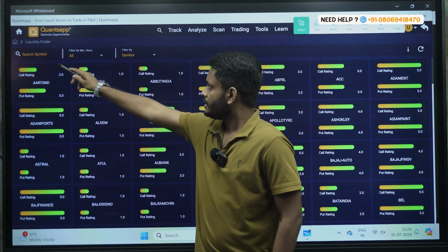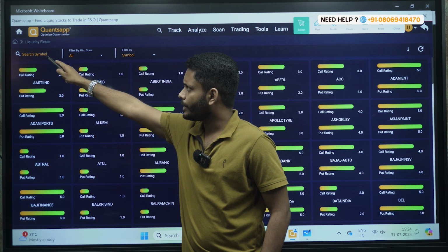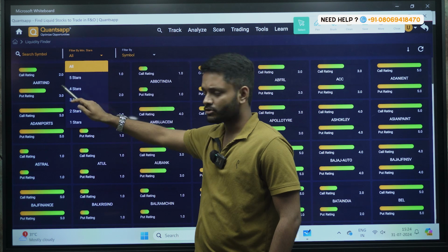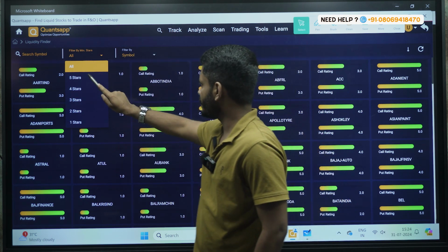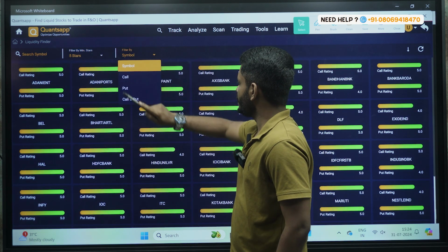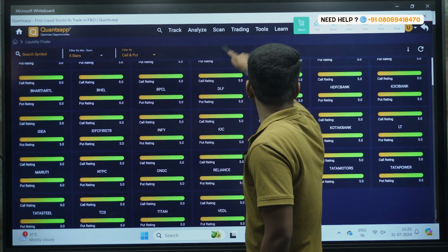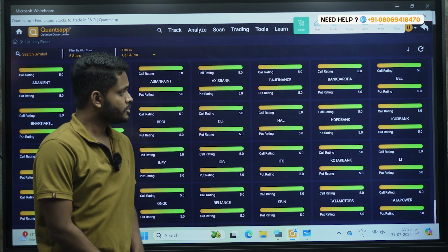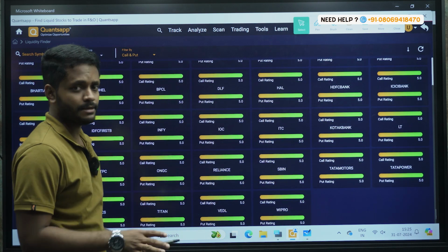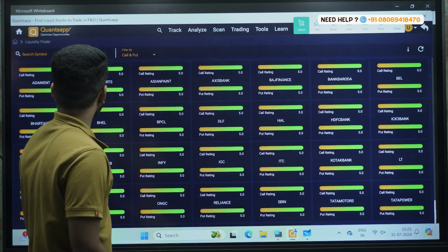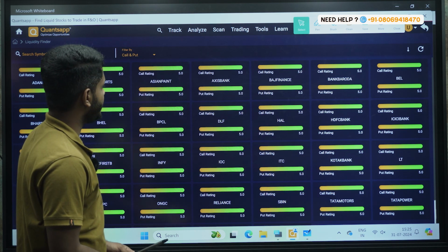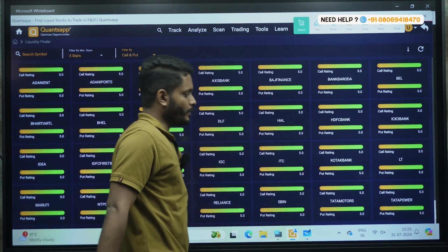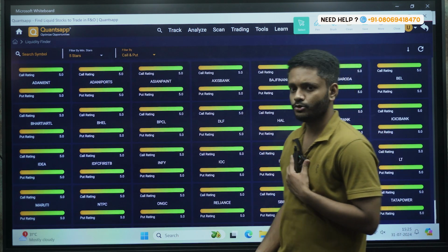So see here, any stock which you want to trade, you can search there, or else filter by the minimum stars option. Click on 5 stars, 4 stars, as far as possible try to go with 5 stars. Click on 5 stars, symbol, just go with call and put. If you see, these are the stocks wherein you won't face any sort of liquidity issues. So you can use the same setups on these 20 to 25 stocks, like Adani Enterprise, Adani Ports, Asian Paint, Axis Bank, Bajaj Finance, Bank of Baroda, ITC, IOC. These are a few of the 20 to 25 stocks wherein you can definitely use this setup.